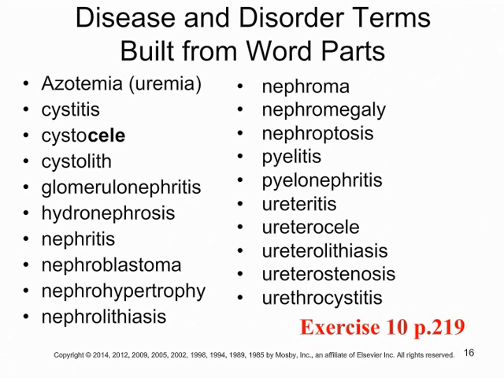There's a number of itises on this page. So for example, cystitis would be inflammation of the bladder. You can also have nephritis, pyelitis, ureteritis. All of those would be inflammations of their respective areas.